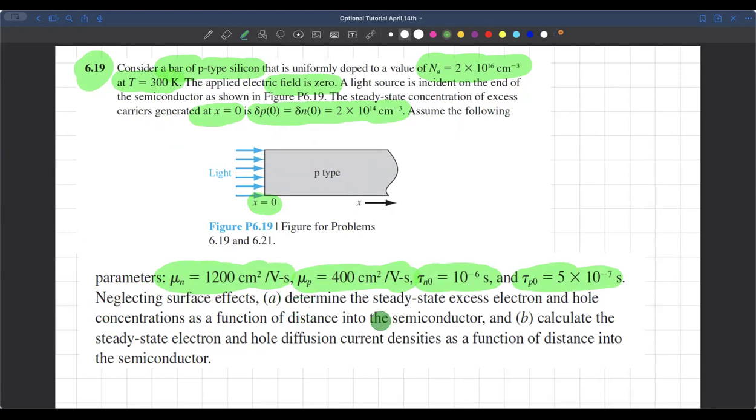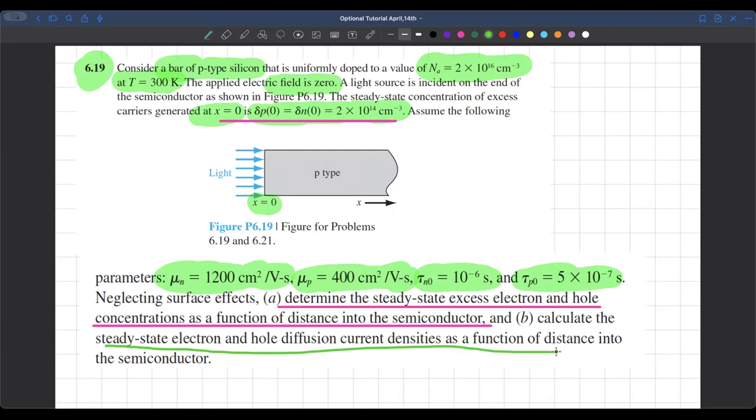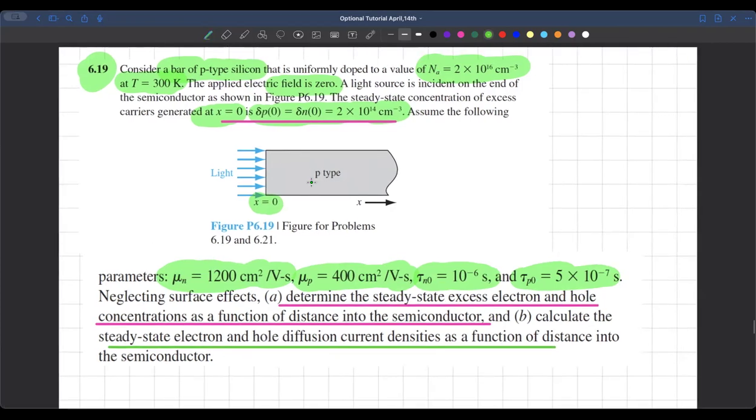So determine the steady state excess electron and hole concentration as a function of distance into the semiconductor. Okay, now we have to determine the steady state. We know that steady state means that with respect to time, that's going to be zero. But the hole and electron concentration as a function of distance x into the semiconductor, like how that excess carrier concentration will change over the distance x. At zero, we know this is the value they are giving us, okay? Fine. Calculate the steady state electron and hole diffusion current densities. Once we get this, we will talk about that. Diffusion current density, again as a function of distance. Again, it should be a function of the distance. Okay, so let's try to solve this one.